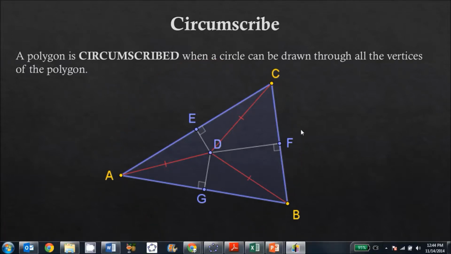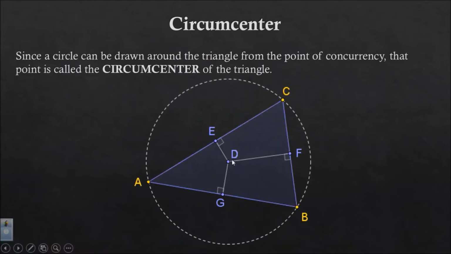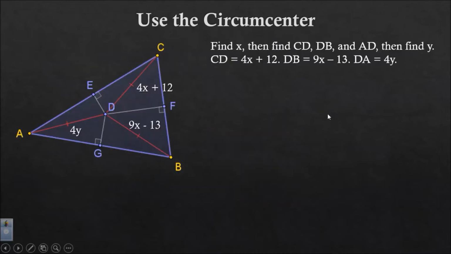Because point D is at the center of that circle, we call it the circumcenter. It's the center of a circle that goes around the triangle. All right? So it's the center of the around circle. All right, so we call it the circumcenter. The circumcenter can be used to perform calculations.